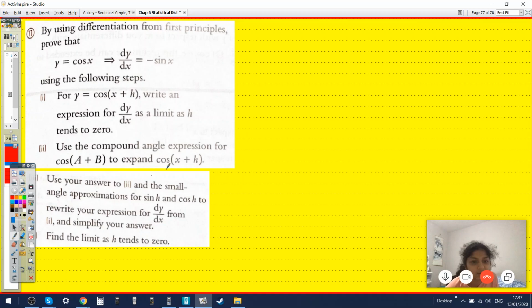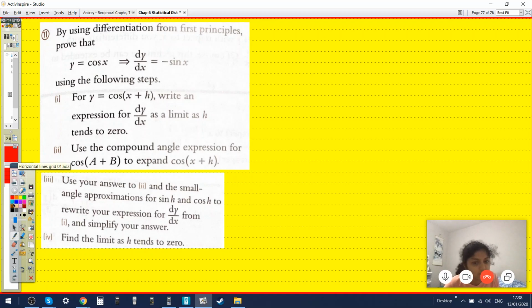For y equals cos x, write an expression as a limit. I don't even understand the first part. What, by first principles? I know the first question, 11i: for y equals cos of x plus h, write an expression for dy by dx as a limit. Would it just be cos of x plus h minus cos x over h? Yes, that's just step one. If you know how to do this, then eventually. Yeah, I know how to do first principles, but I haven't done it with cos.